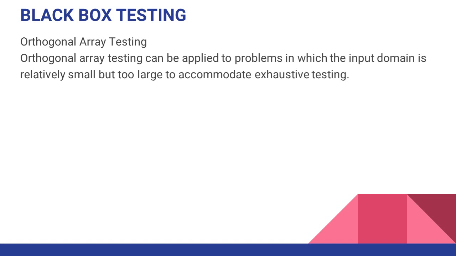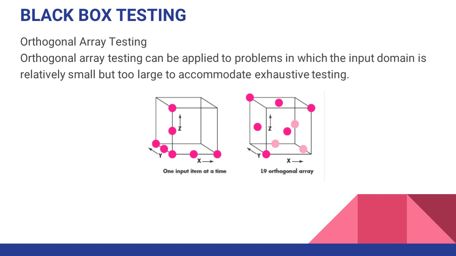The orthogonal array testing method is particularly useful in finding region faults, an error category associated with faulty logic within a software component. When orthogonal array testing occurs, an L9 orthogonal array of test cases is created. The L9 orthogonal array has a balancing property, that is, test cases are dispersed uniformly throughout the test domain, which is shown in the right-hand cube. Test coverage of the input domain is more complete.